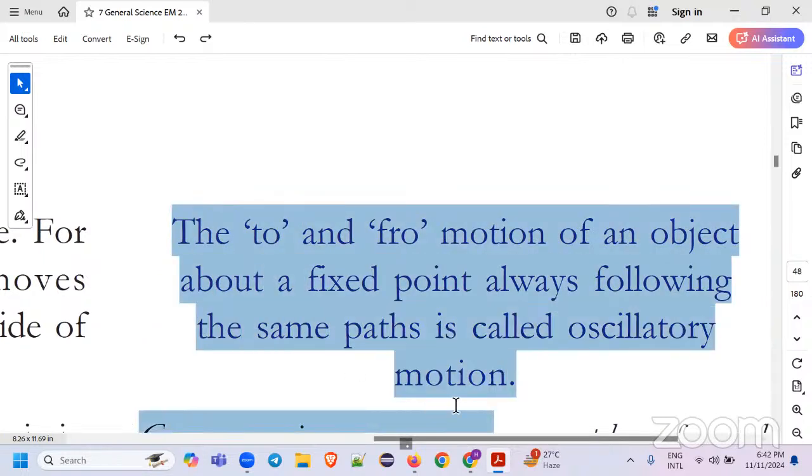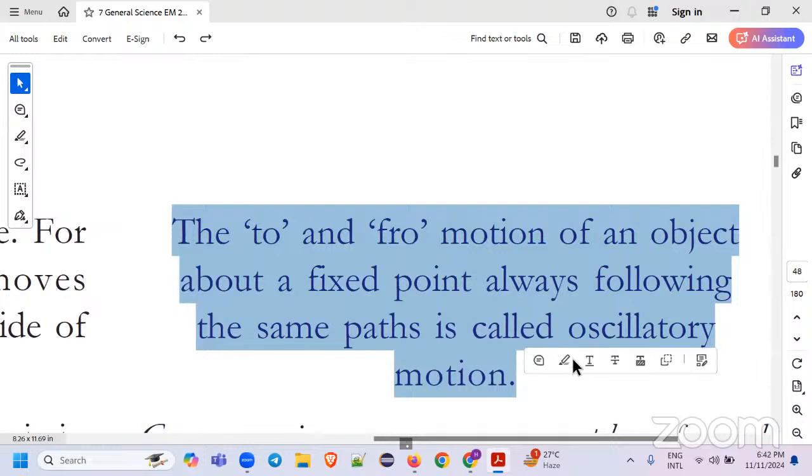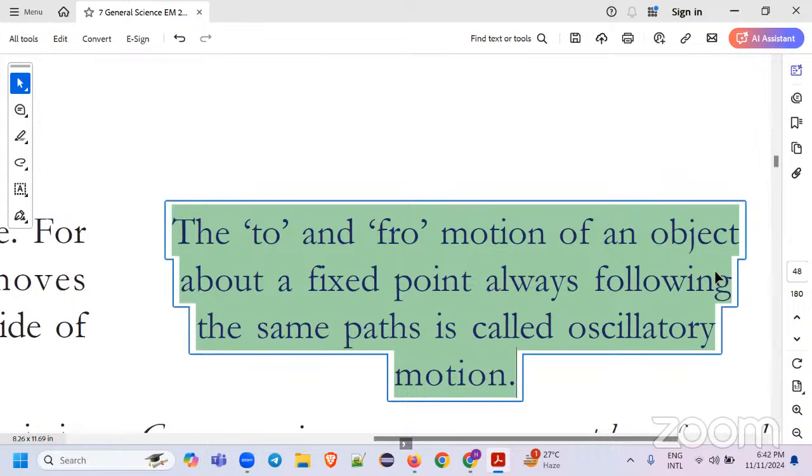The to and fro motion. To means forward, fro means backward. The to and fro motion of an object about a fixed point, always following the same path. This is very important. Always following the same path is called oscillatory motion. Oscillatory motion means the to and fro motion of an object about a fixed point, always following the same path.